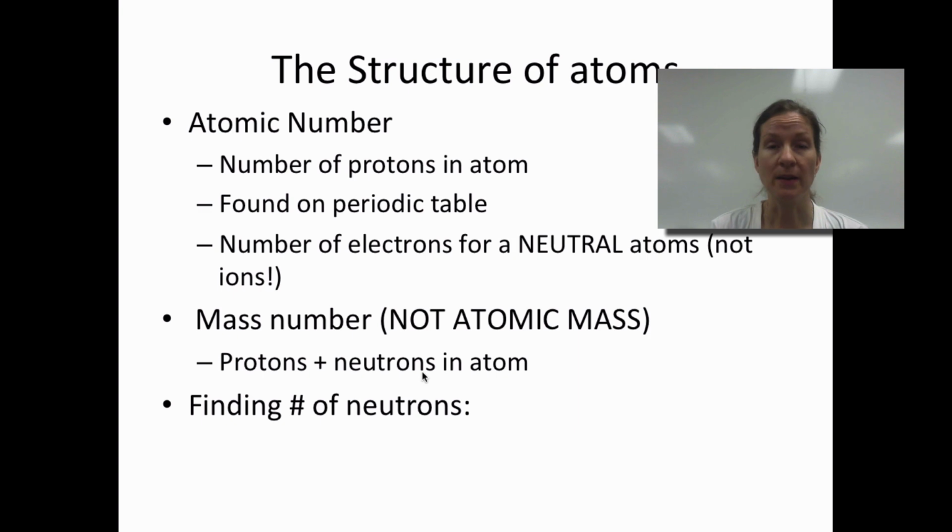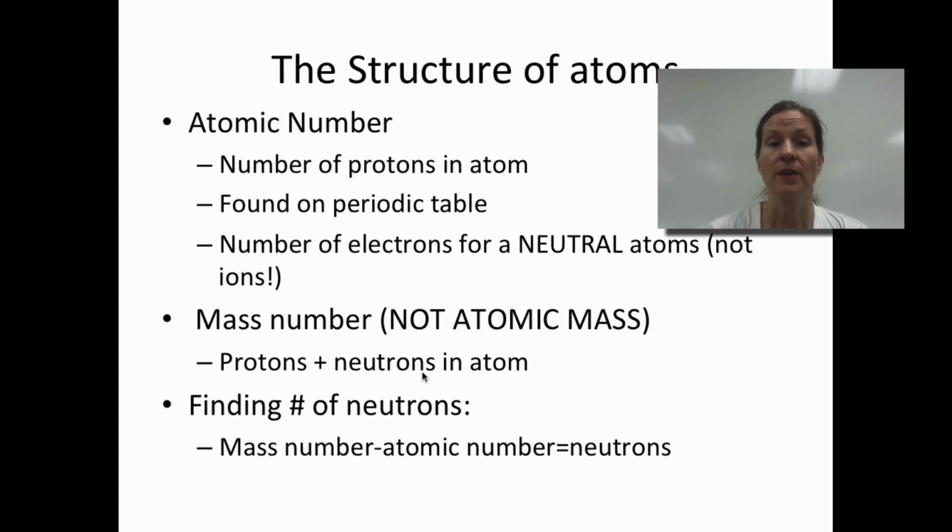Every atom has more than one mass number, because while carbon always has 6 protons, sometimes it has 6 neutrons, sometimes it has 7 neutrons, which would give different mass numbers. So a mass number has to be a number that I give you in order for you to calculate the number of neutrons. To find neutrons, you take whatever mass number is given, subtract away the atomic number, and that would be your number of neutrons.